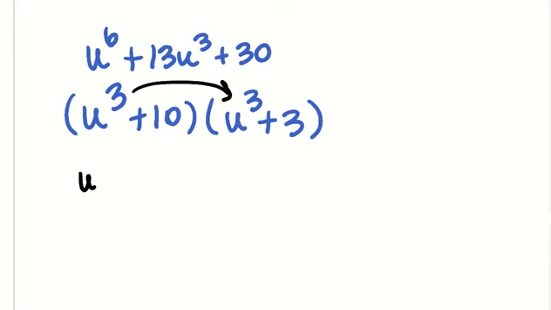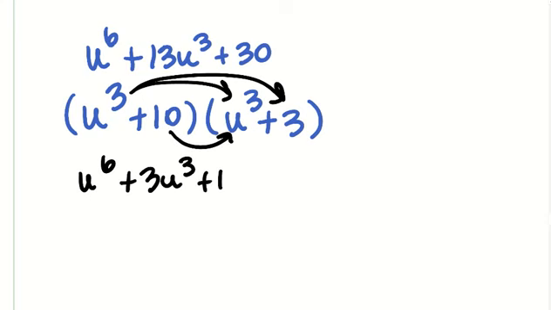So u to the third times u to the third is u to the 6. Okay, that's 3u to the 3, 10u to the 3, and 30. So that's always a good thing to think. Maybe you can mentally check and see, have I factored this thing right? Because that is maybe a factoring object we did not encounter in the first semester.